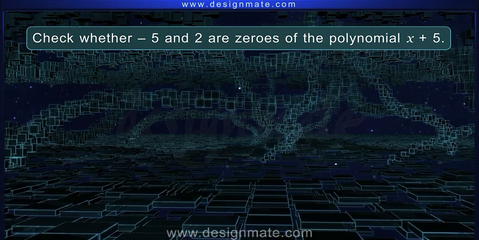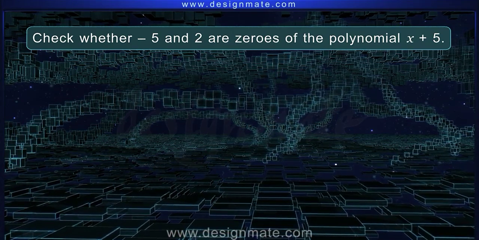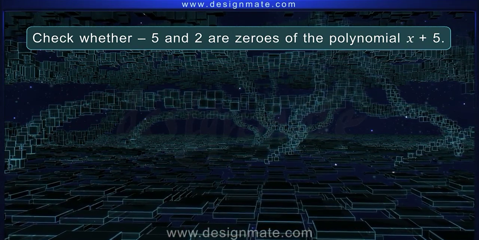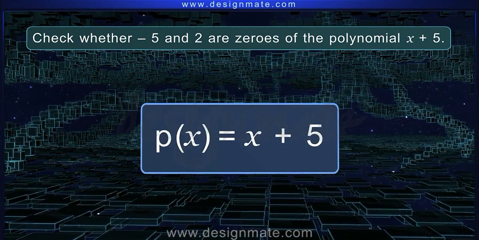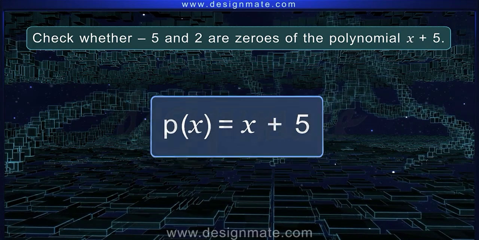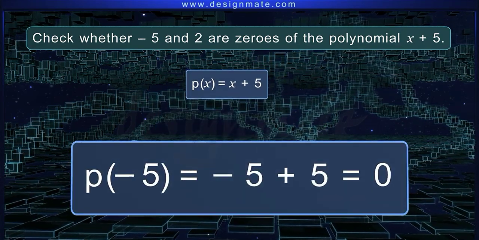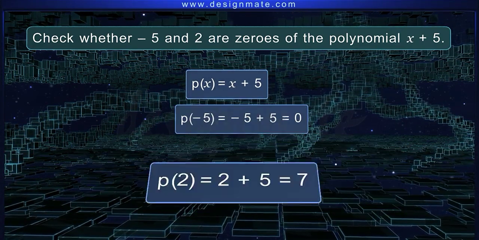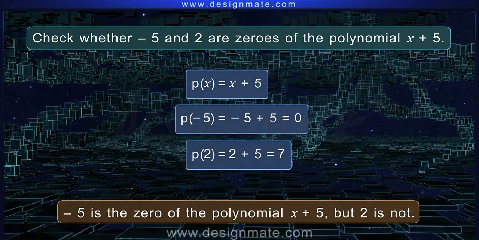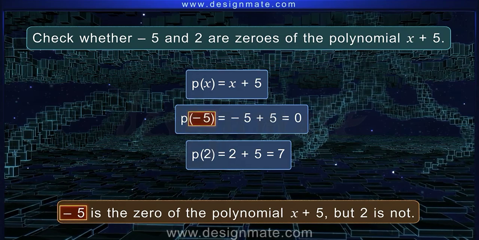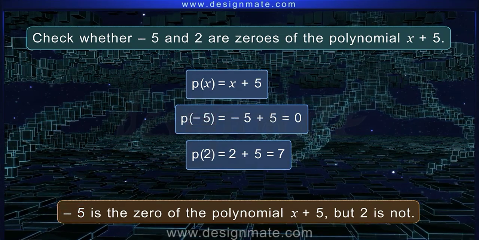Let us check whether minus 5 and 2 are zeros of the polynomial x plus 5. Let p of x be equal to x plus 5. Then p of minus 5 is equal to 0. p of 2 is equal to 7. Therefore, minus 5 is the 0 of the polynomial x plus 5.